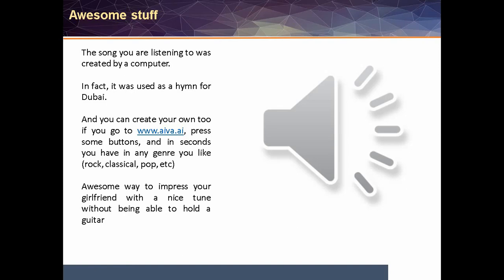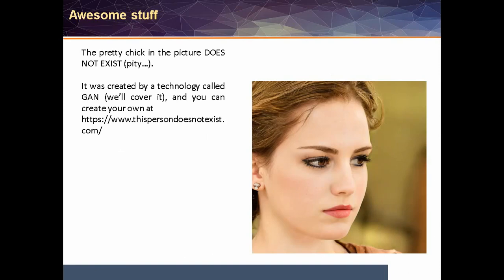So, we are already able to generate songs just like a pro, as you can see. This pretty chick in the picture, it's a pity because she's really pretty, but she does not exist. It was created by a technology called GAN, and you can actually see similar created people at www.thispersondoesnotexist.com. With this technology, basically, we can create chicks, guys, whatever. We can create portraits like Rembrandt or Goya or Picasso, whoever, just from similar pictures.